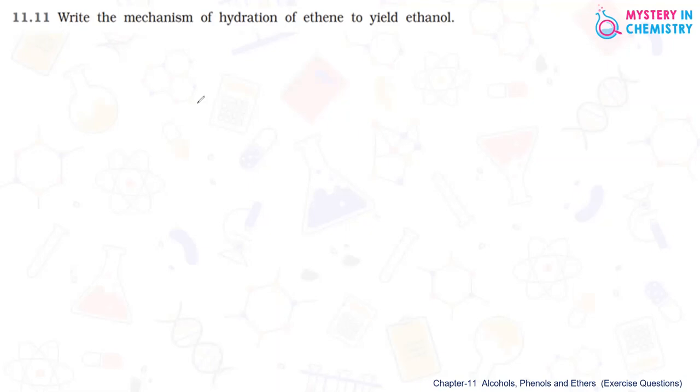Question number 11.11. Write the mechanism of hydration of ethene to yield ethanol. Now, in this reaction, H2SO4 is used as acid for the protonation. So, first of all, the acid is giving the proton, and that proton is taken by water. So, hydronium ion is formed.